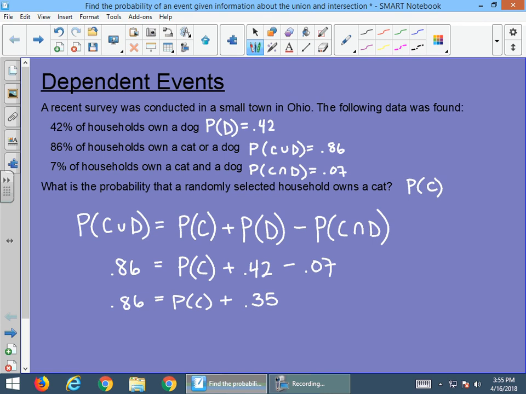And now to solve for the probability of cat, I have to subtract 0.35 on both sides. And let me grab my calculator here. And 0.86 minus 0.35, some of you probably already did this in your head, 0.51. So that means the probability that a household owns a cat is 51%.